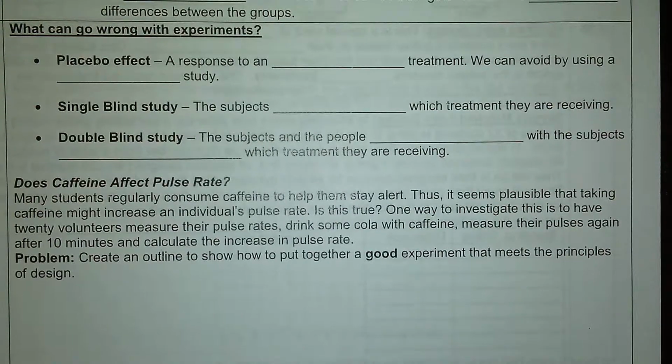Now, there are some things that can go wrong with the experiments. Even if we have control, random assignment, and replication, there are still some things out of our control that we would need to account for.